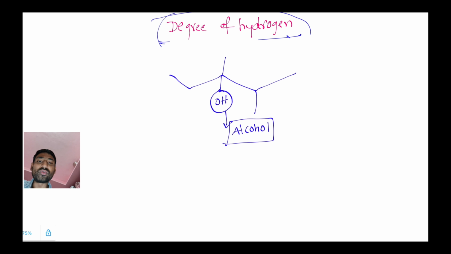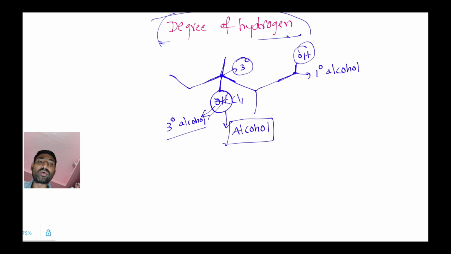If OH is linked with this carbon atom, for example, now this is linked with only 1 carbon. So this is simply called primary alcohol. So like that we can decide whether that alcohol is primary, secondary, tertiary. If halogen, X, chlorine, bromine, iodine, whatever is there, then those are called primary halides, secondary halides, tertiary halides.